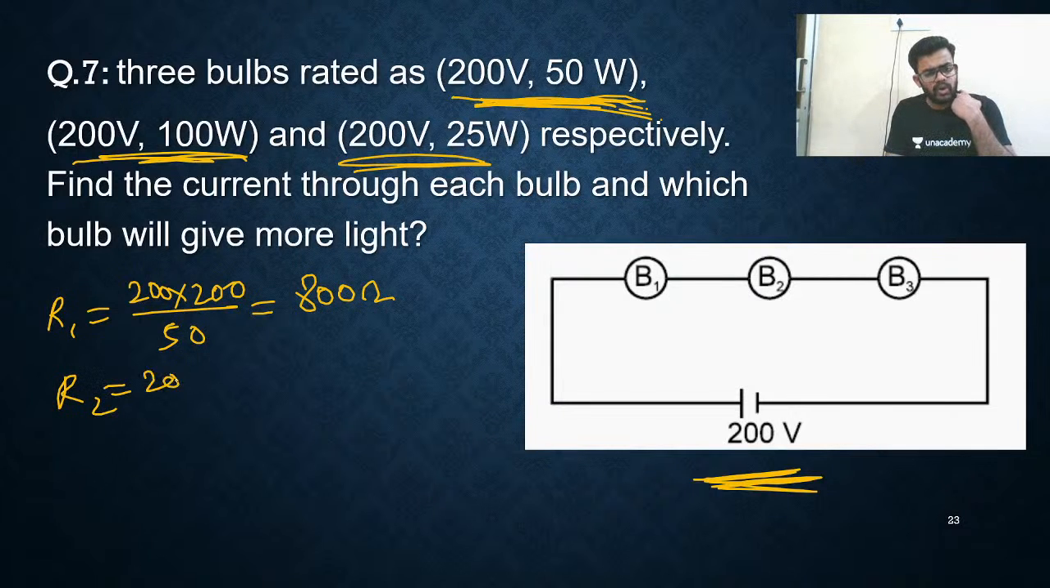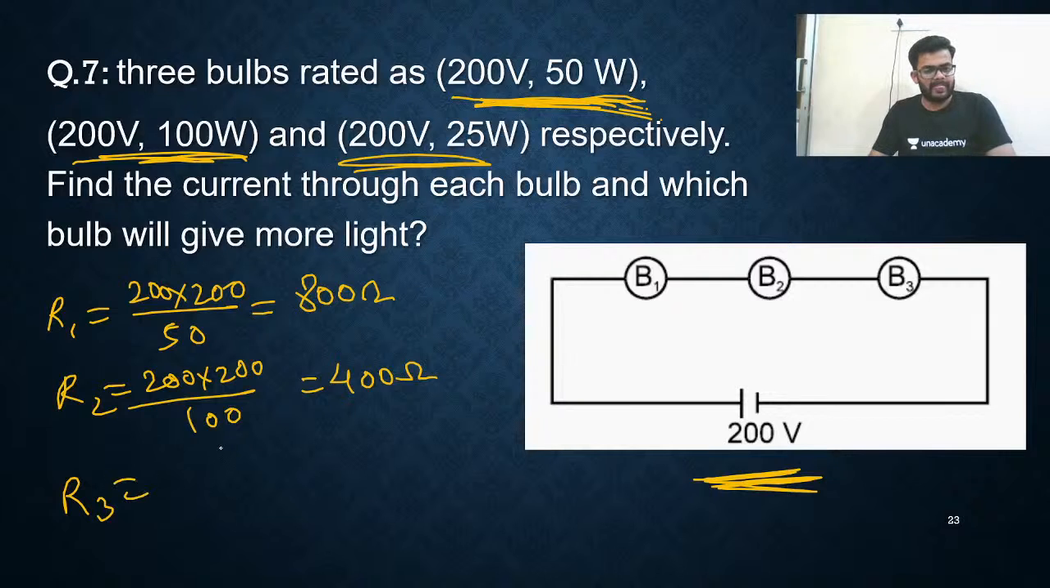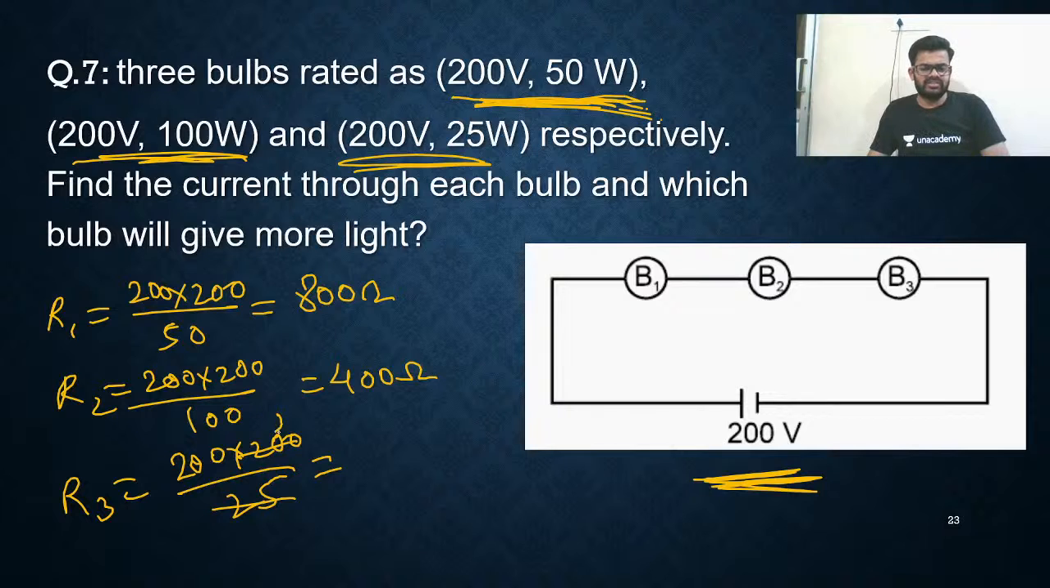Okay. Next, R2. R2 you are getting 200 into 200 divided by 100. You are getting 400 ohm. No problem. Okay, like complex circuit. No problem, my dear. We'll do many things. Don't worry about that. But now let's move with the basics, right? R3, the third one, 200 into 200 divided by 25. You can write it is 1600 ohm.